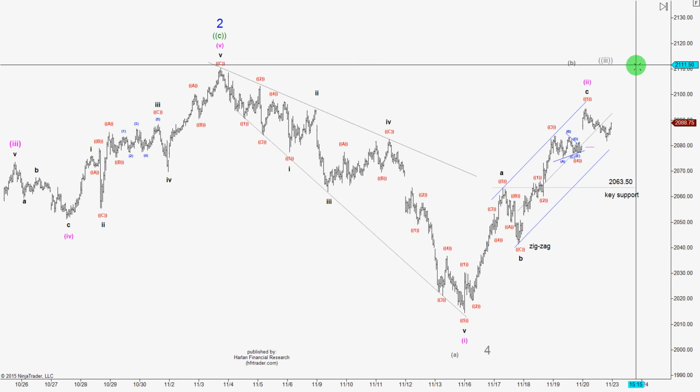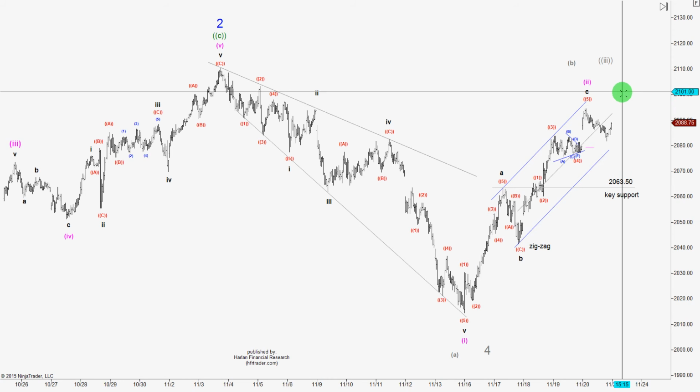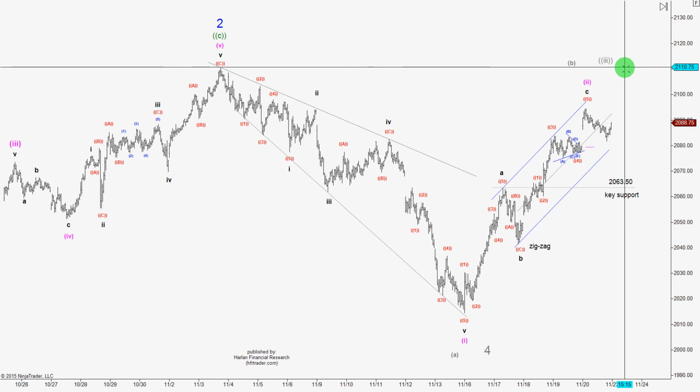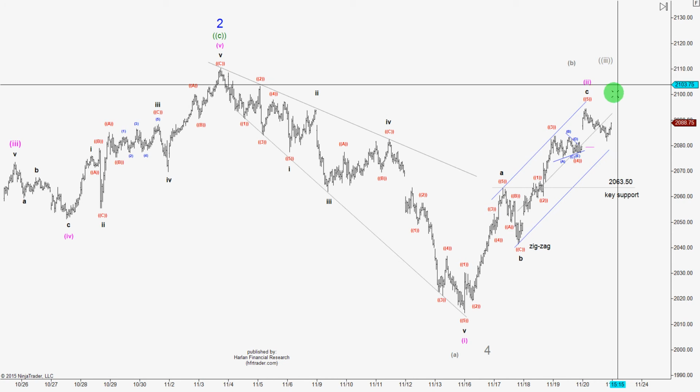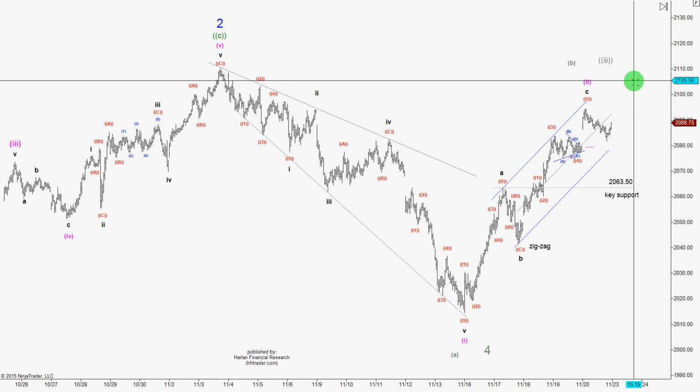There's not really any reason to make a new high above here and not make a new all-time high and create a 5-wave pattern right here, because that wouldn't fit anything. So that's why the jury is still out on what's going to take place here.